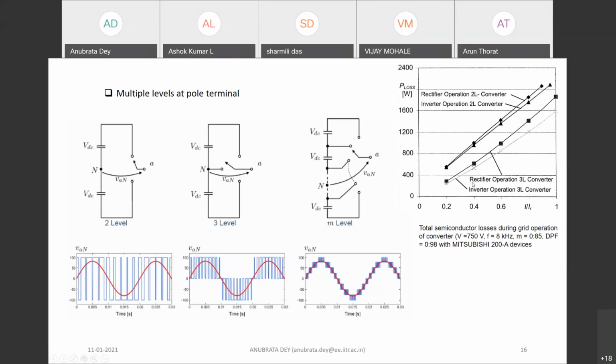In any one of these modes, the three level converter losses are considerably lower than the two level converter. Because this converter is supposed to run 24/7, all the time connected to the grid, whatever small power saving you are doing, that matters a lot. So this much saving you are able to get in the 3-level converter, adding both conduction loss and the switching loss using Mitsubishi switches. These are the case study.